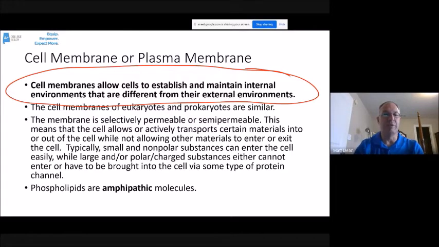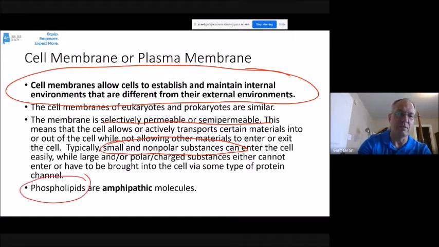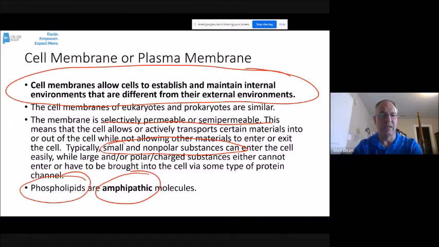The membrane is selectively permeable, or some people say semi-permeable. This means it allows some things in while keeping other things out. Typically, small and non-polar substances can go through the cell pretty easily, and larger, more charged, more polar things have a much harder time getting in. The main component of the cell membrane in all of life is the phospholipid. We're going to look at a picture of phospholipids in a minute, but it's important to know that phospholipids are considered to be amphipathic molecules. And this means they have part of the molecule that's polar, charged, and another part that's nonpolar.